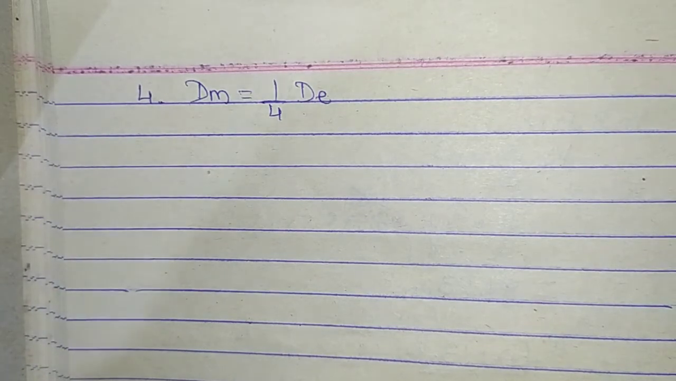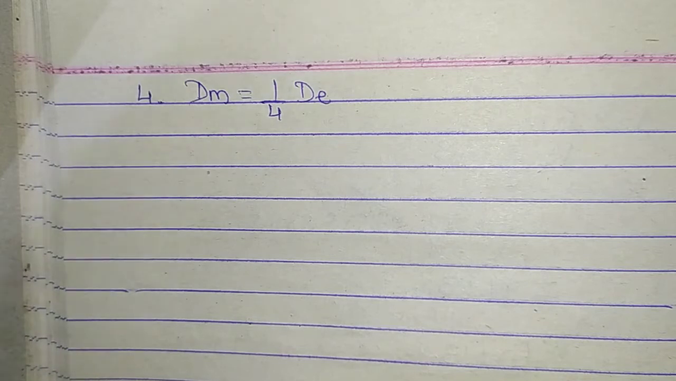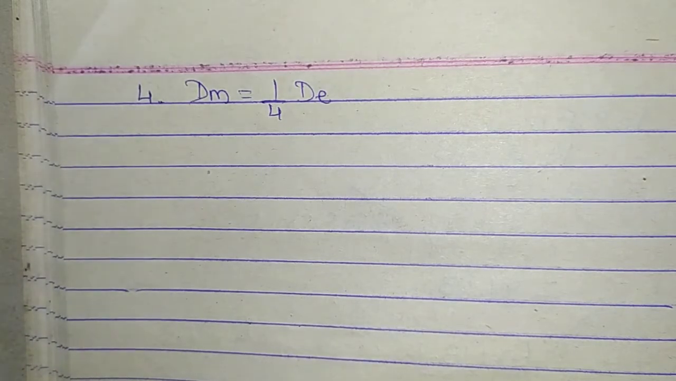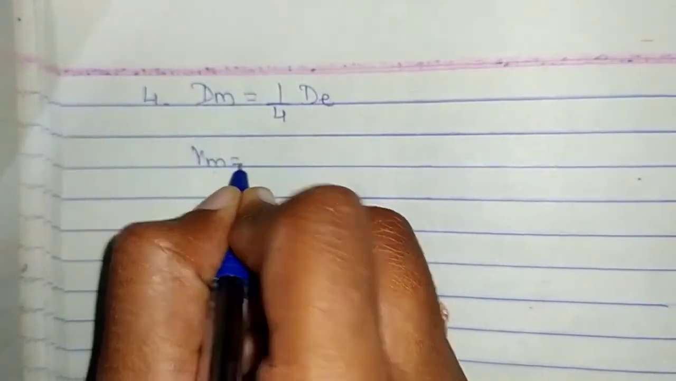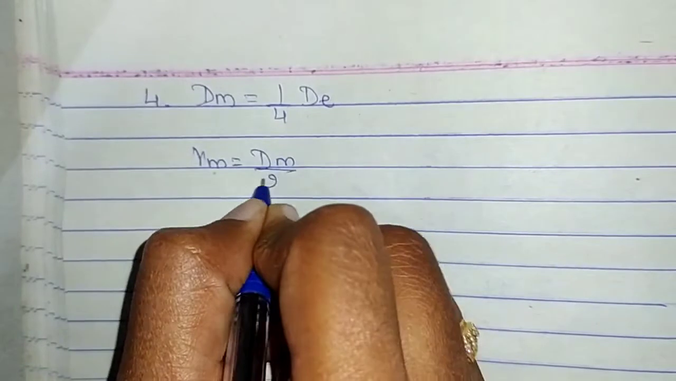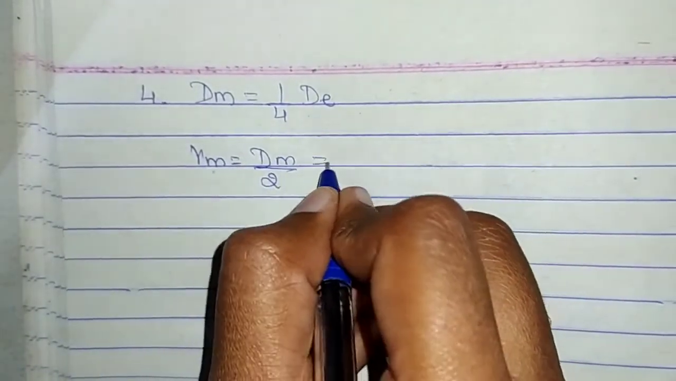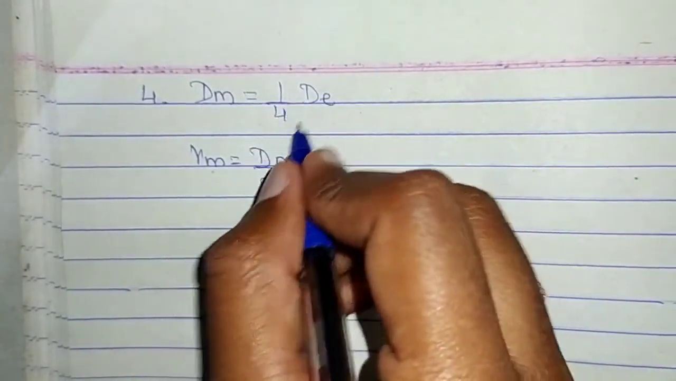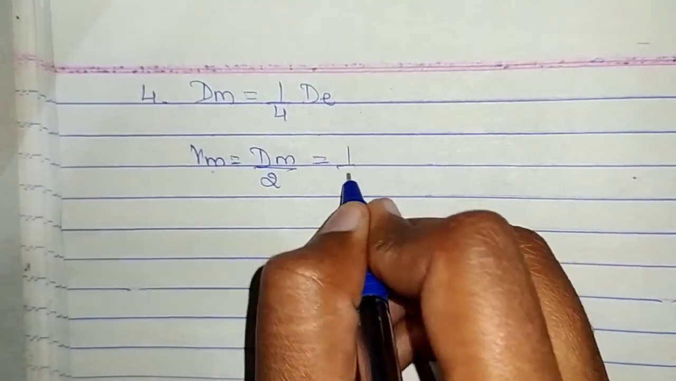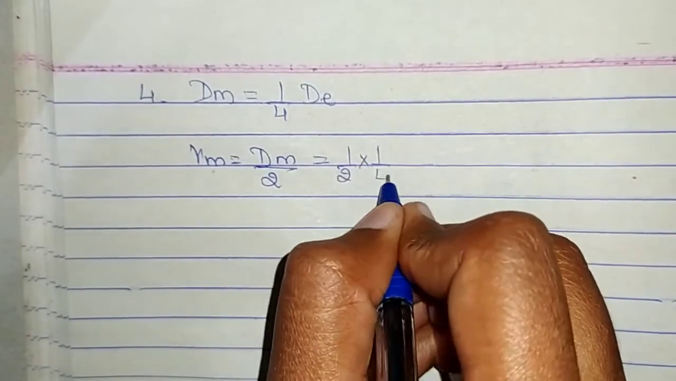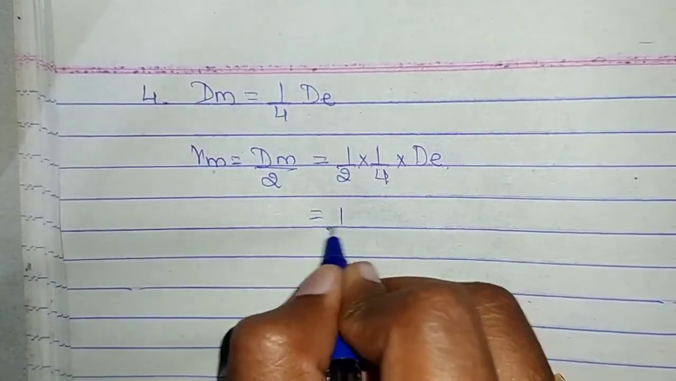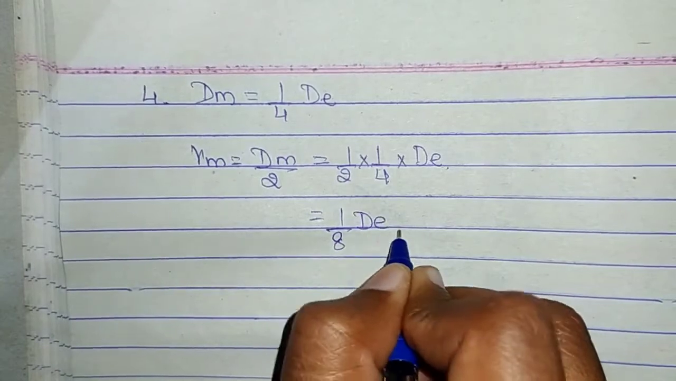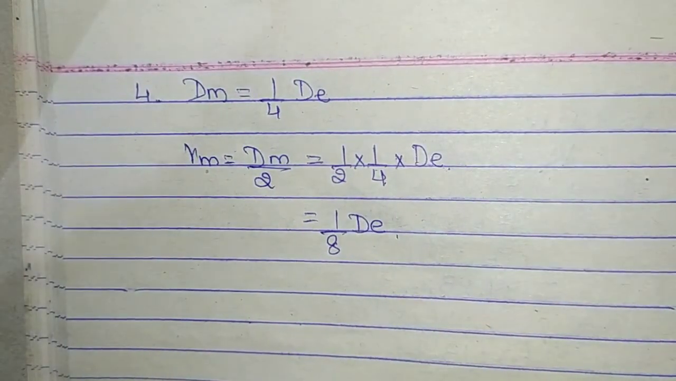What fraction of the volume of the earth is the volume of the moon? So you have to find the ratio of volume of the moon to volume of earth. To do that, first we need to find the radius. The radius of the moon is equal to dm by 2, and dm is 1/4 of dE. So this is nothing but 1/2 into 1/4 into the diameter of the earth, which is 1/8 the diameter of the earth.